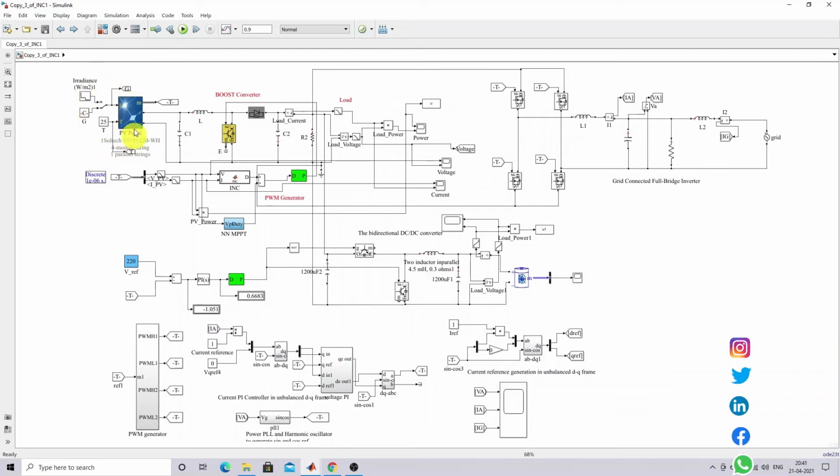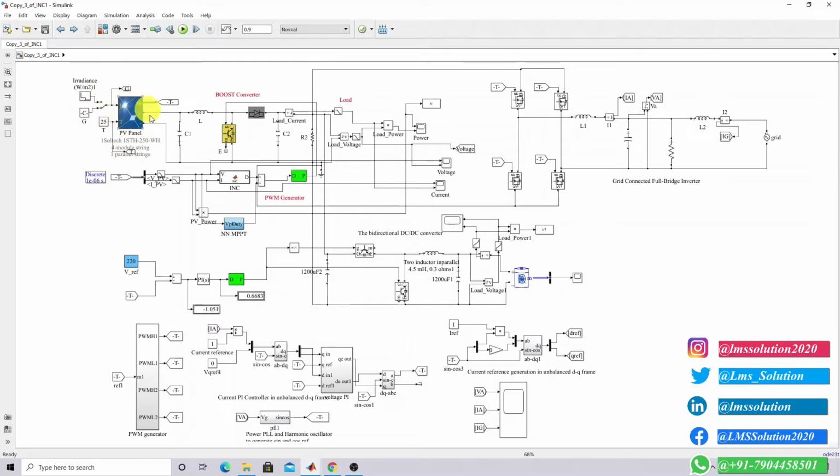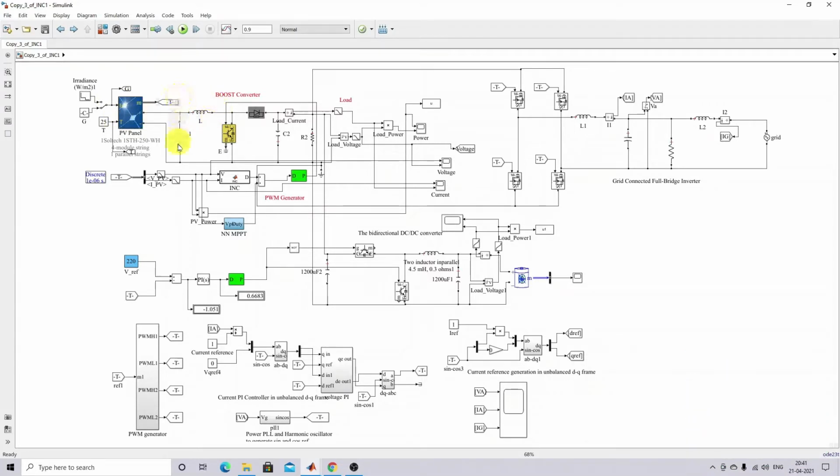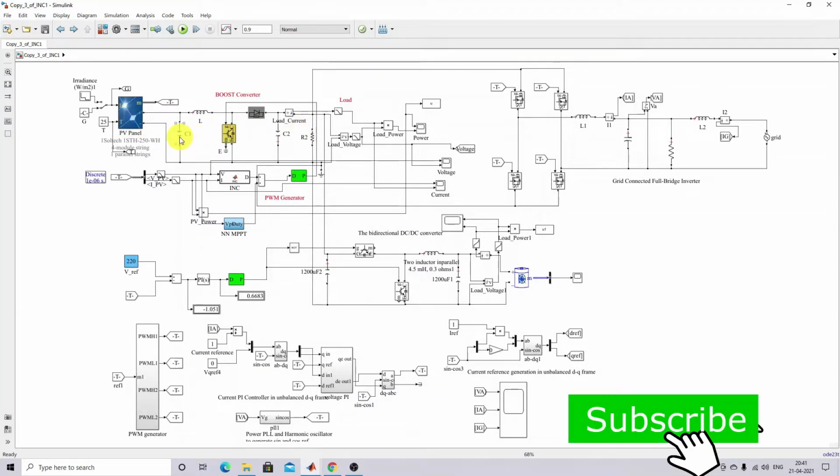Here we are using a solar panel. After that, here we are using a boost converter. So normally, when you connect a panel directly to the load, what will happen?